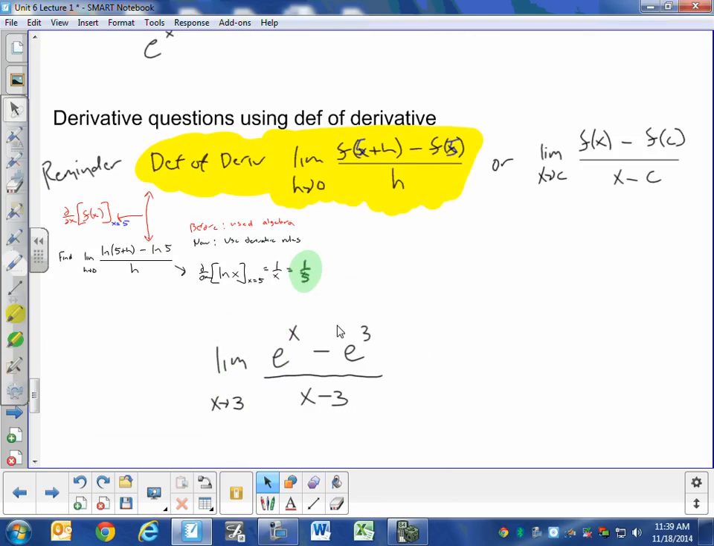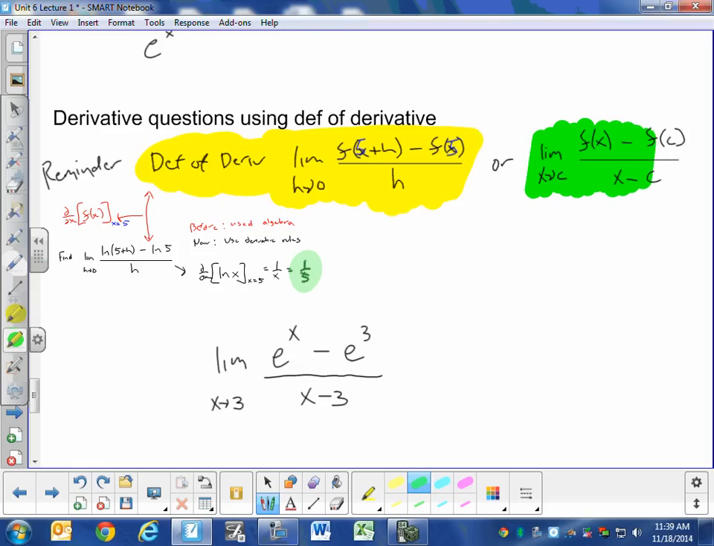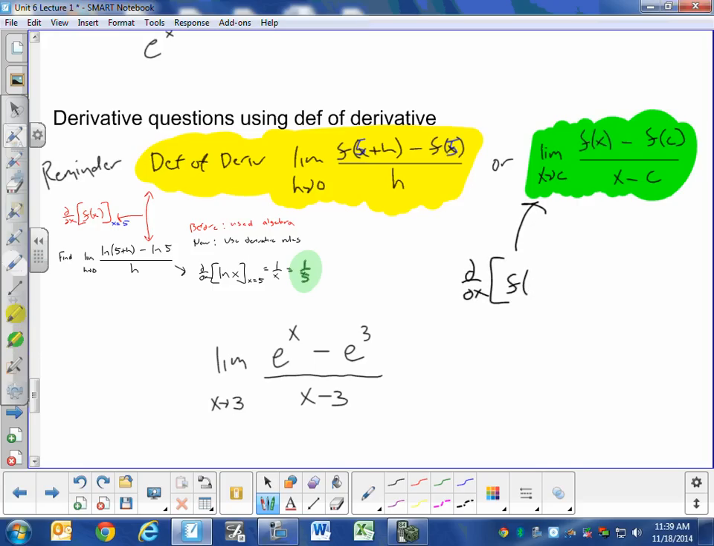Limit as x approaches 3 of e to the x minus e cubed over x minus 3. This brings us to the alternate definition of a derivative. This is the same as the derivative of your function at a specific point c. So this is usually used for derivatives in general. This is used for derivatives at points.